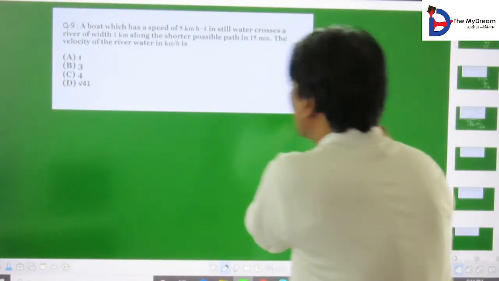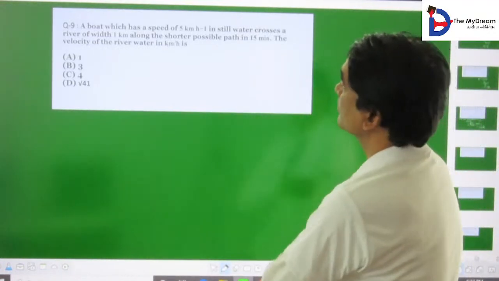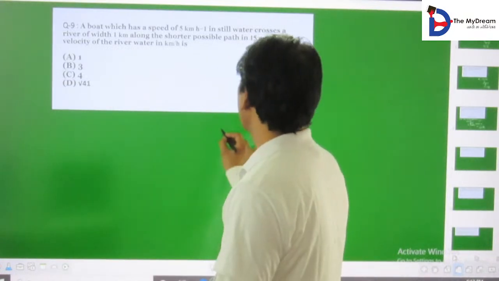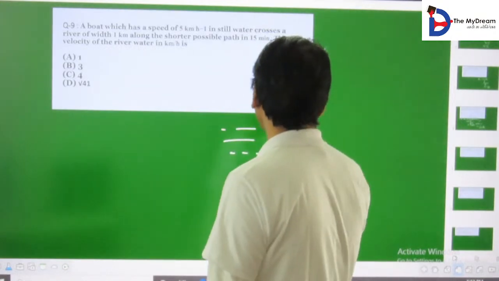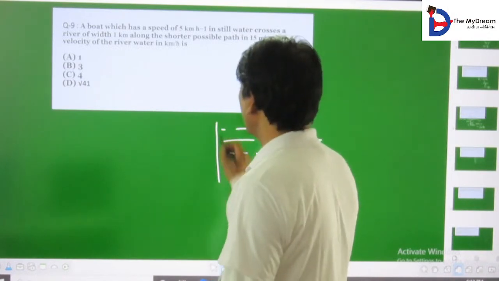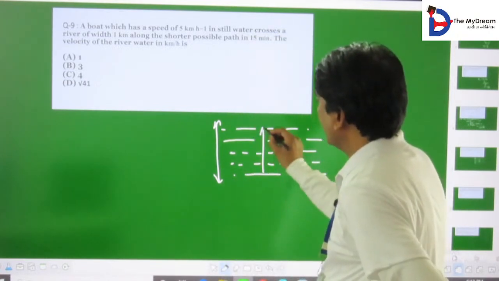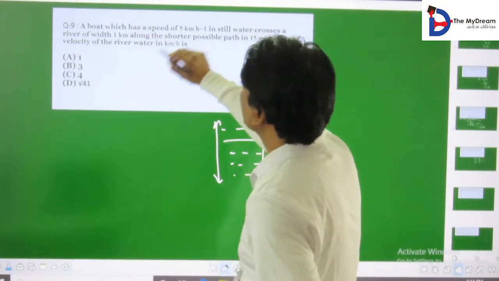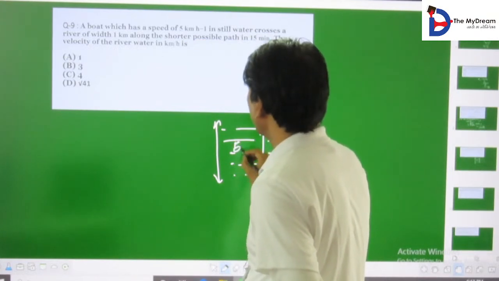Which question is this? Let us do it, it is actually of relative velocity. This is a river. A boat is moving like this in still water. A boat which has a speed of 5 kilometers per hour.